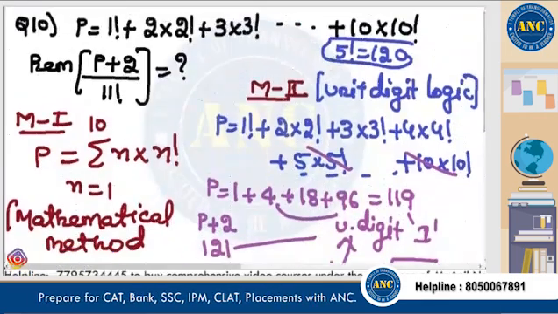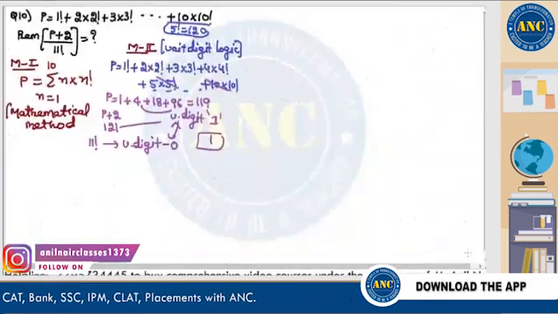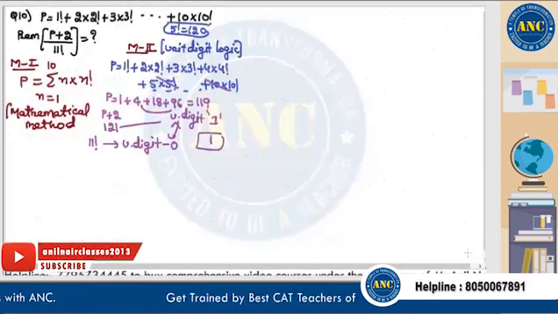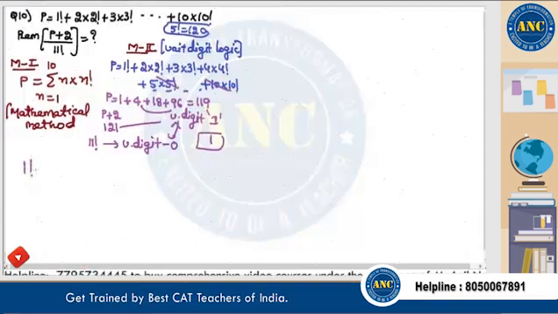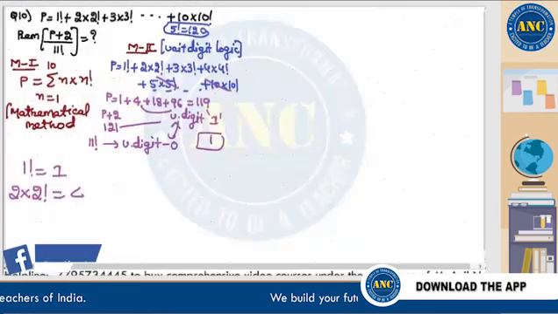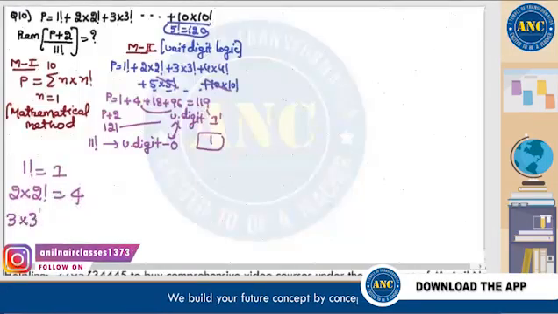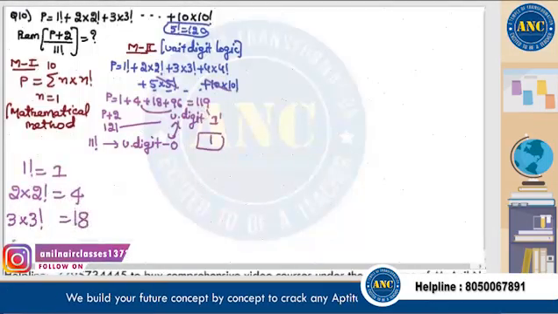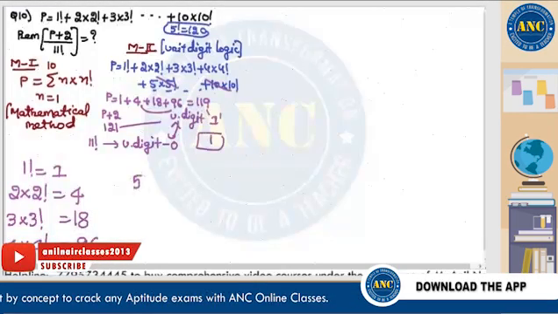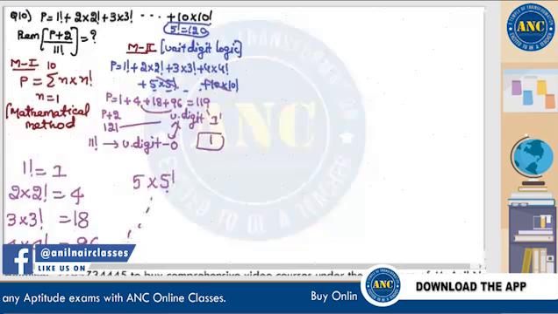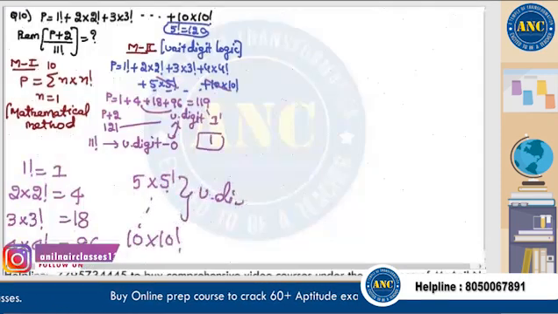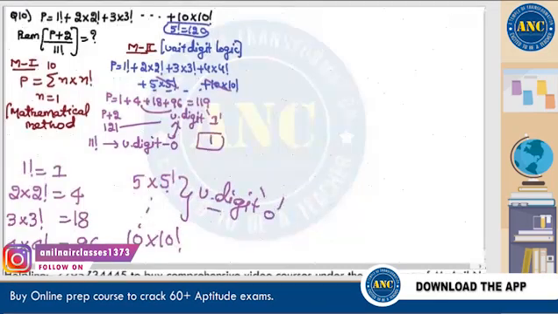See here, write method 2. Very rarely you will find this method in the regular textbooks. Write 1 factorial. I played with the unit digit. 1 factorial unit digit is 1. 2 into 2 factorial, 2 into 2 is 4. 3 into 3 factorial, 6 into 3 is 18. 4 into 4 factorial, 24 4s are 96. 5 into 5 factorial, till 10 into 10 factorial, unit digit will be 0. So 0 plus 1, 1.